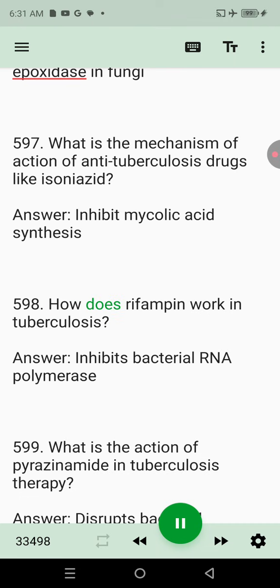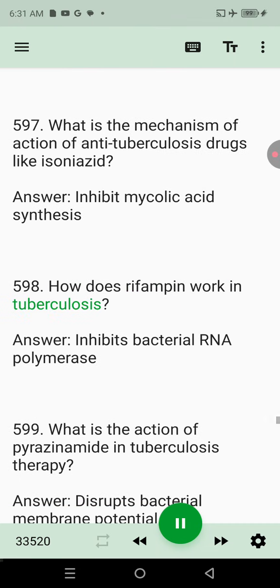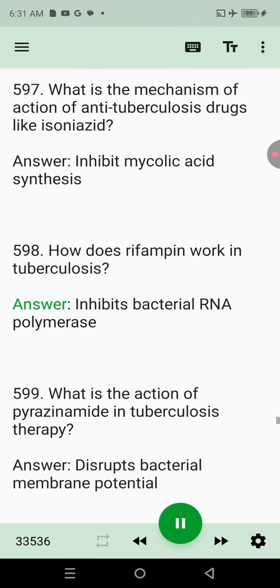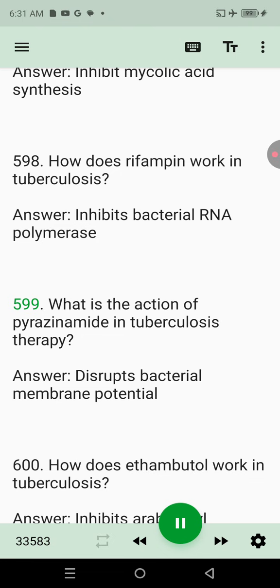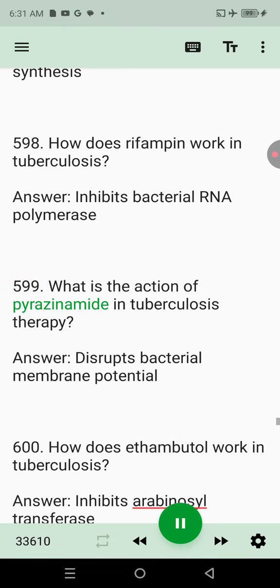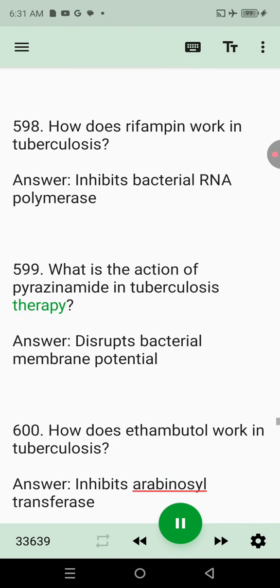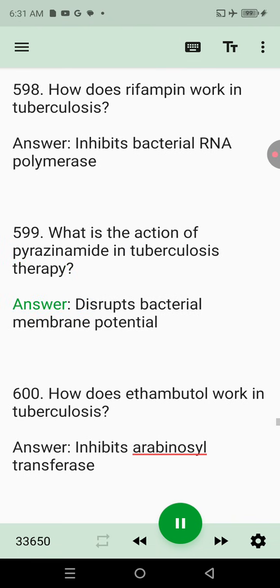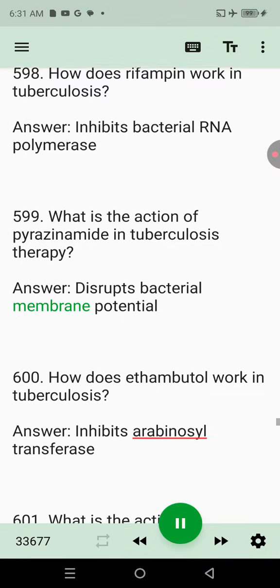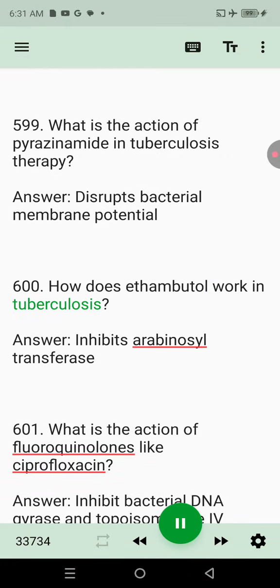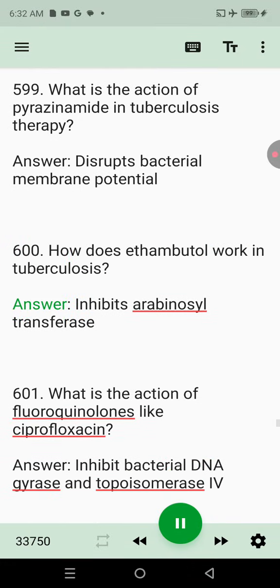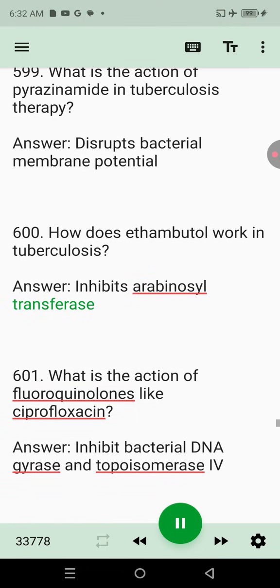598. How does rifampin work in tuberculosis? Answer. Inhibits bacterial RNA polymerase. 599. What is the action of pyrazinamide in tuberculosis therapy? Answer. Disrupts bacterial membrane potential. 600. How does ethambutol work in tuberculosis? Answer. Inhibits arabinosyl-transferase.